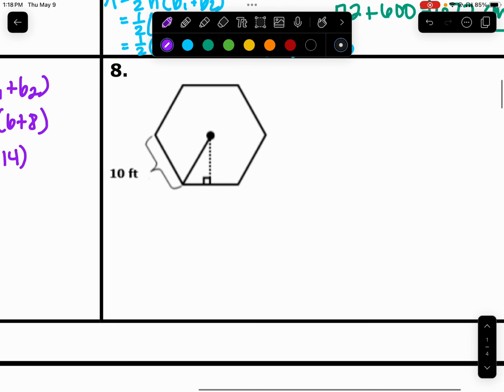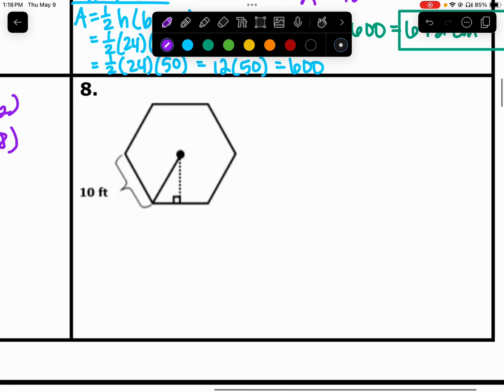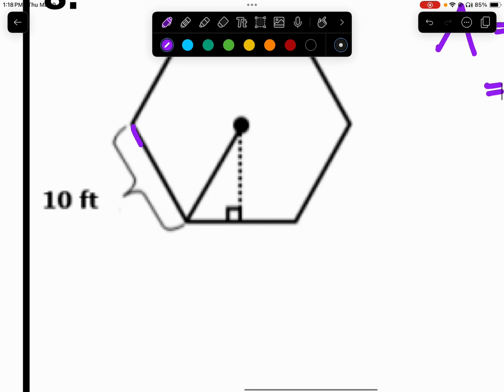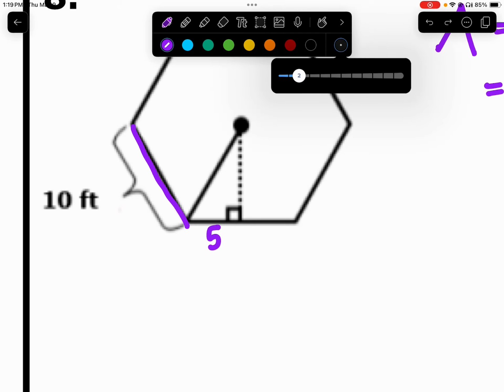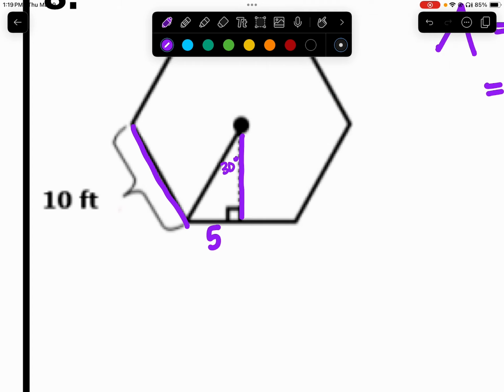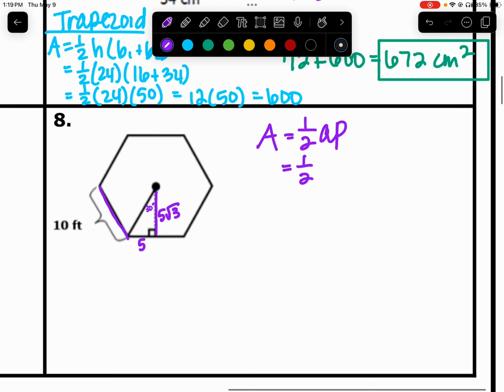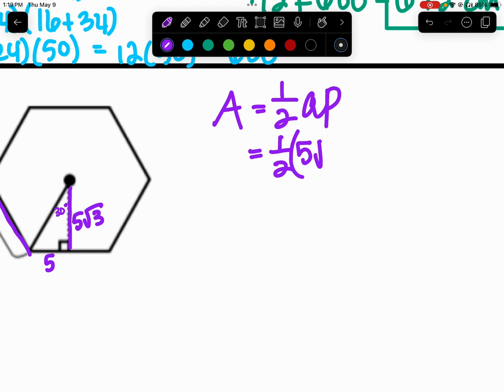Number 8, this is a regular hexagon. I know it doesn't say that, but I'm telling you it is. So the area of a regular hexagon or any regular polygon is 1/2 times the apothem times the perimeter. So the apothem here is unknown. All right, so since this side is 10, I know this side is 5. And since this is a hexagon, that means this angle is 30 degrees right there, which means this is a 30, 60, 90 triangle, which means that the apothem is 5 square root of 3.